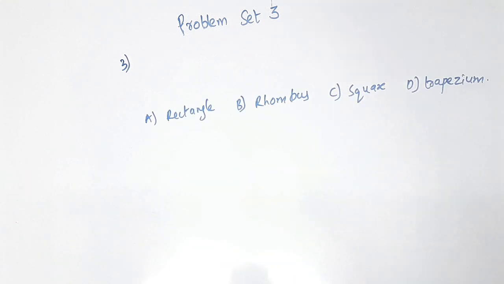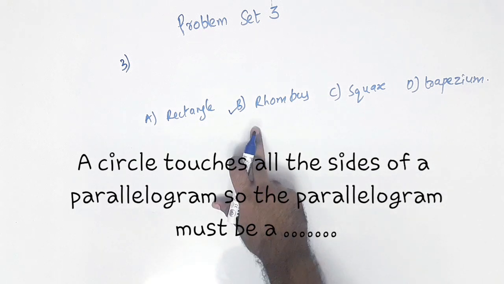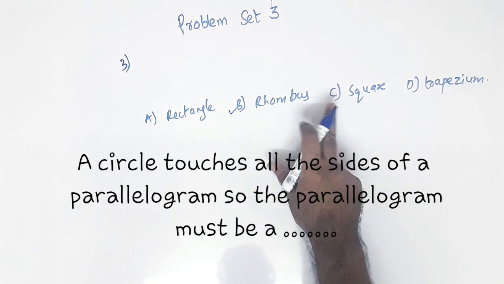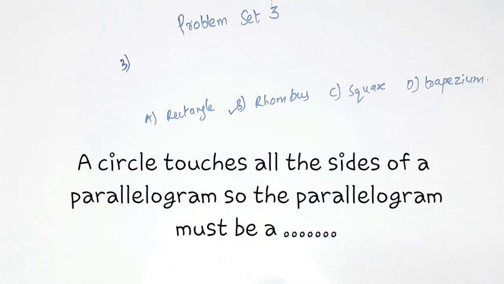Coming to sum number 3, they have given a circle touches all the sides of a parallelogram. So when it touches all the sides of a parallelogram, it must be a, of course you know the property, when all sides are equal, rhombus. A square is a rhombus. So when you take a rhombus, that means square is also included in it.